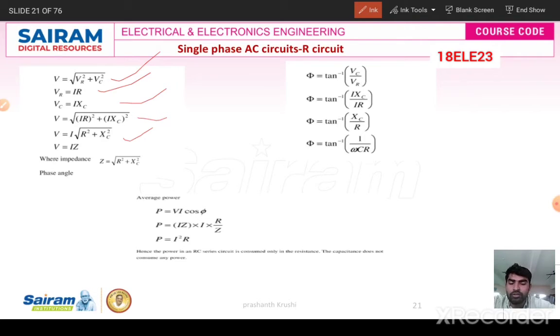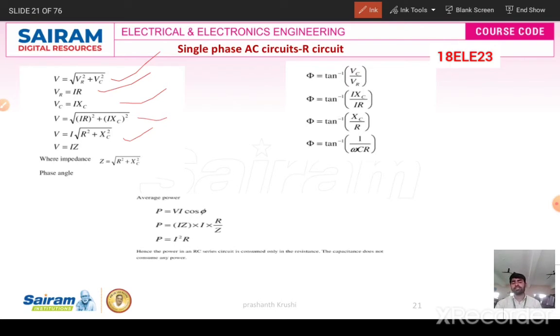Phase angle. So average power is equal to VI cos phi. Power is equal to V into I into R by Z, with V equal to I into Z, so power is equal to I square R. And the power in the RC series circuit is consumed only in the resistance, not in the capacitance. I told you, right? Capacitance does not consume any power. Only resistance consumes power. There is a loss in resistance, I square R losses, and it heats up. But capacitance will not consume any power, and inductance also will not consume any power.